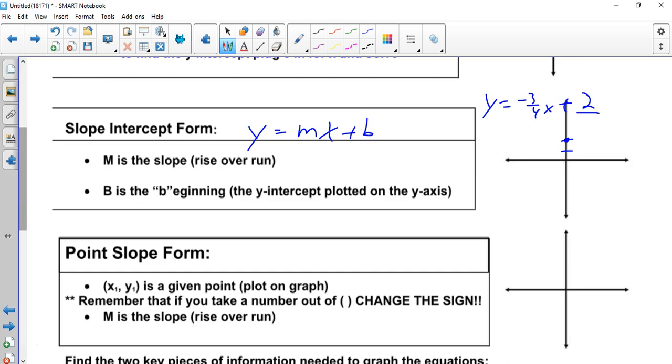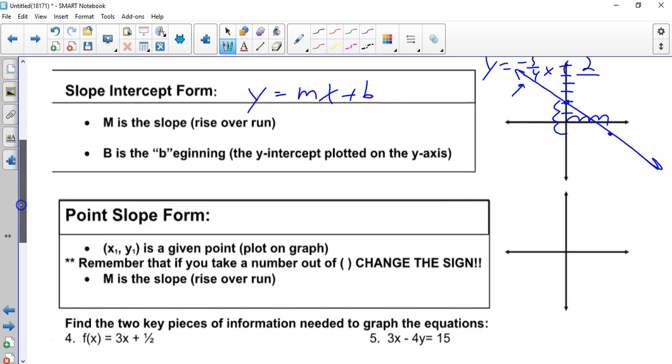Now with negative 3/4, I have two choices. I can go down 3, 1, 2, 3, and right 4, 1, 2, 3, 4. I can also think about the negative being down here instead. I could write it as 3 over negative 4 and go up 3 and left 4, which would put me out here. And I end up on the same line. So a negative fraction can be down then right, or up and then left. This should be all review.